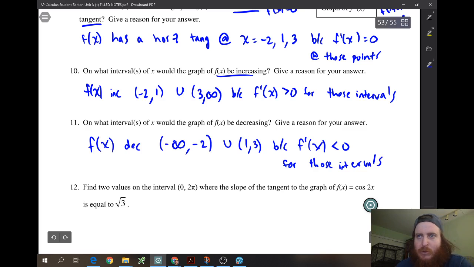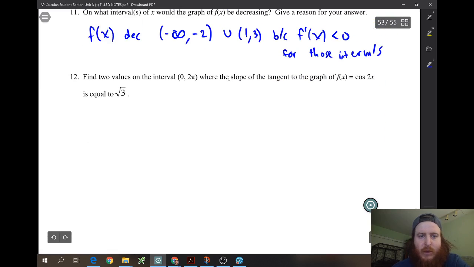Okay, and then this last one does not have to do with our graph. Find two values on the interval from 0 to 2 pi where the graph of f of x equals cosine of 2x has a tangent line with slope equal to square root of 3. This is kind of a bonus because I know we're just not as good with this 2x business, but we're going to learn it, we're going to practice it.